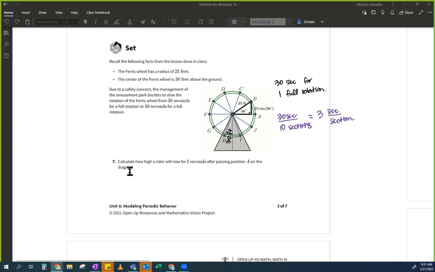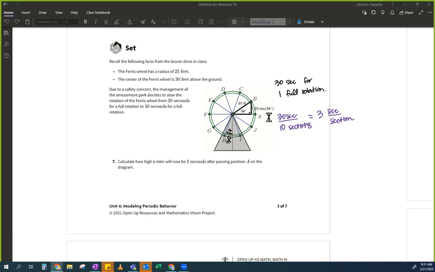Okay. Then it says, calculate how high a rider will be at 2 seconds after passing position A. You'll notice the reason why they keep talking about A is because A is our 0. We'll talk about that later, but A is our reference point. It's our 0, okay? So 2 seconds after, where is he going to be? Somewhere between what and what?